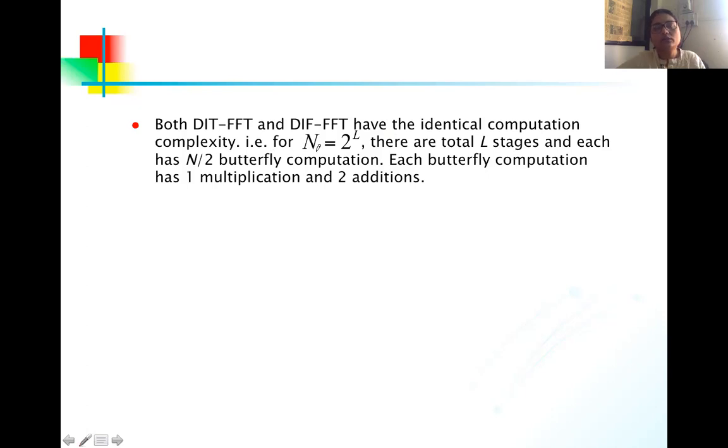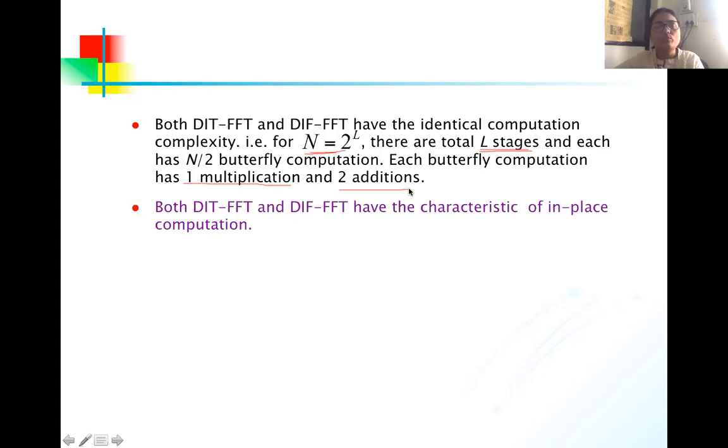For N equal to 2 raised to L, where L is the total number of stages, each stage has N by 2 butterfly computations. For each and every stage, N by 2 butterfly computations are applied. Each butterfly computation requires 1 complex multiplication and 2 complex additions.